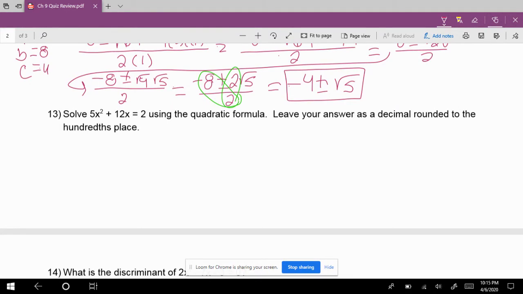Okay, 13 is also a quadratic formula. This one does say leave your answer as a decimal rounded to the hundredths place, so make sure you are paying attention to directions. And the other thing to notice is this is not equal to 0, so we need to make that happen first.